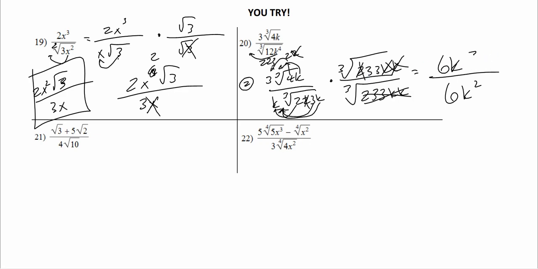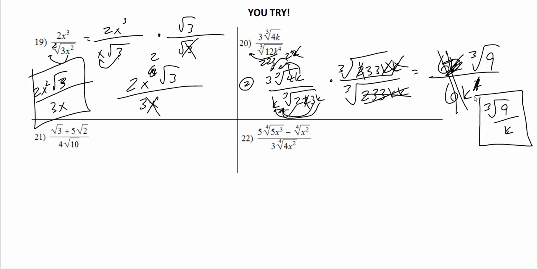And then what is left on the inside? Well, that's a 9. Let's simplify. 6 over 6, gone. K over k squared. That k gets gone. This becomes just a 1. So what do I have left? Third root of 9 over k. Maybe that is shorter. I don't know. I guess to each their own. You can do whichever way you want to do.